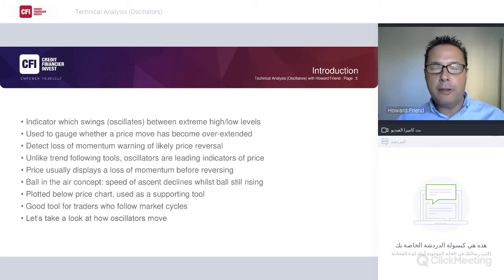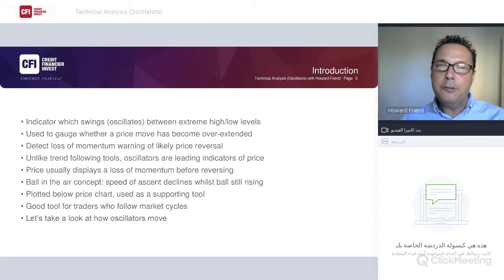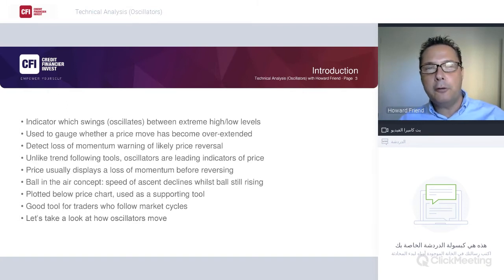potential turn in price. So you can imagine if you throw a ball up into the air, and gravity starts to pull it down. As the ball is ascending, you'll see a loss of momentum. In other words, as the ball goes higher and higher into the air, it's still rising, but the speed of ascent is slowing down, and that's the principle that we use here with the momentum indicator. So basically, the price is rising, but at a slower and slower rate until eventually gravity kicks in, and then the price starts to reverse.